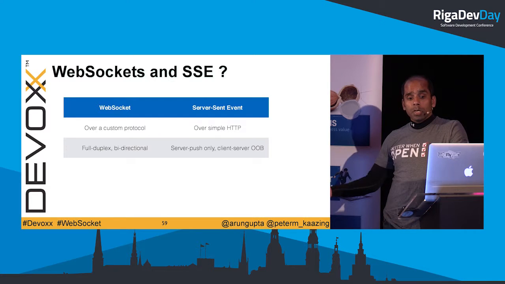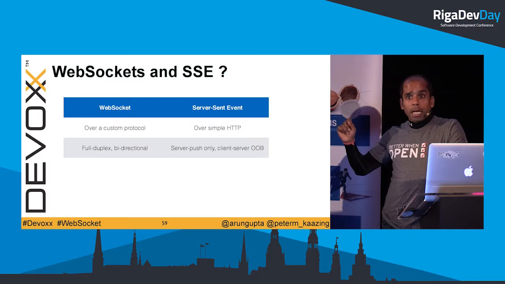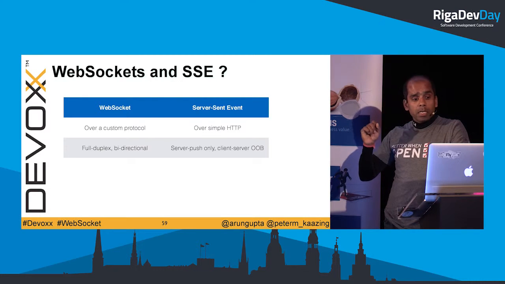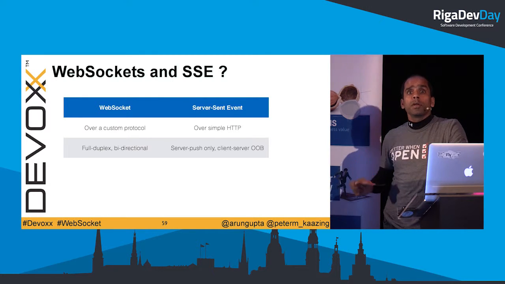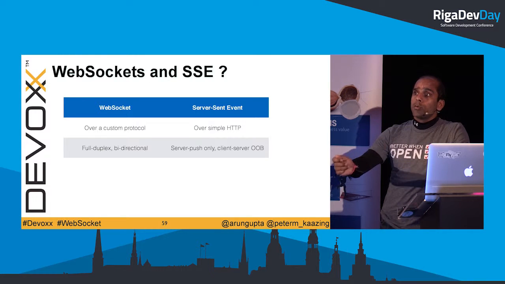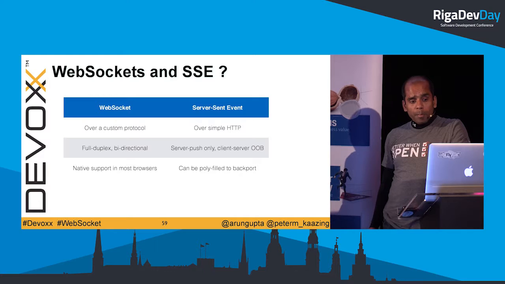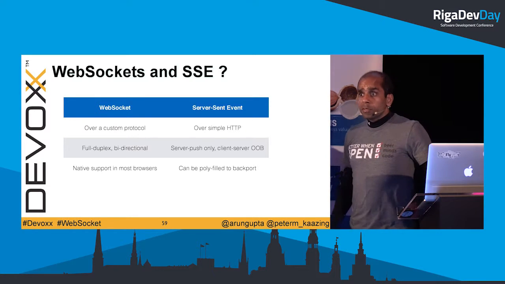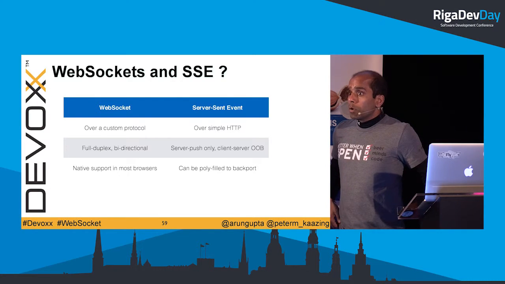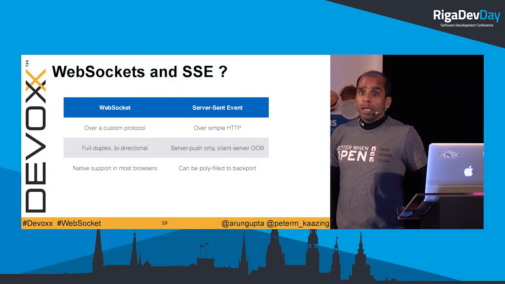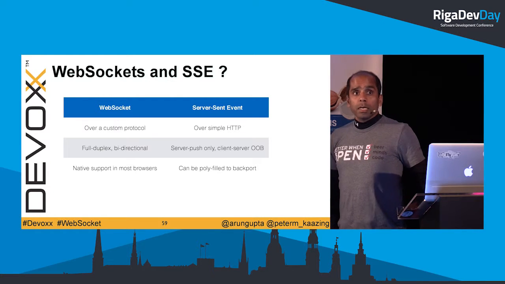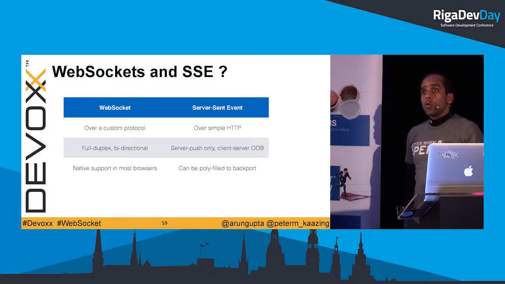Server sent event is only server push. If the client needs to communicate with the server, that has to be out of band. In the case of WebSocket, it is full duplex bidirectional, so the client can send a message to the server, and the server can send a message to the client. WebSocket requires native support in the web browser. So if you want to use WebSocket in IE 7, 8, you can do that. IE 7, 8, 9, it won't work at all. I mean, there is no way to backfill it.